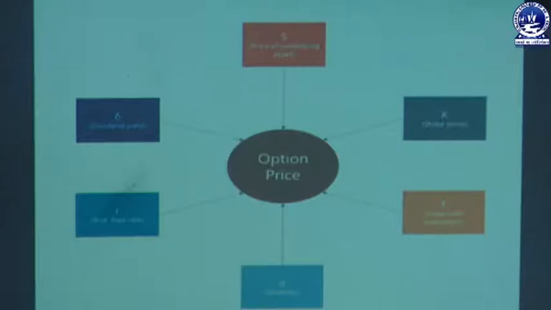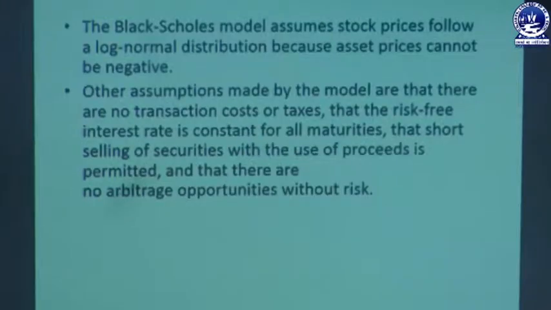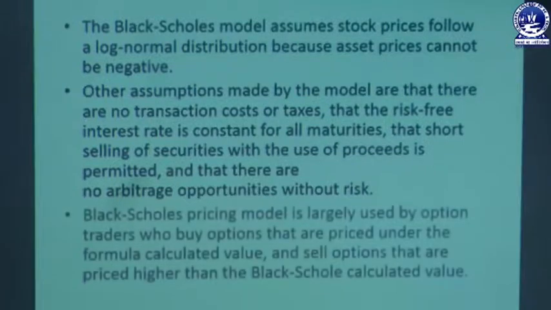The model assumes that the risk-free rate is constant for all maturities, that short selling of securities with the use of proceeds is permitted, and that there are no risk-free arbitrage opportunities. So the Black-Scholes pricing model is largely used by option traders who buy options that are priced under the formula's calculated value, and sell options that are priced higher than the Black-Scholes calculated value.